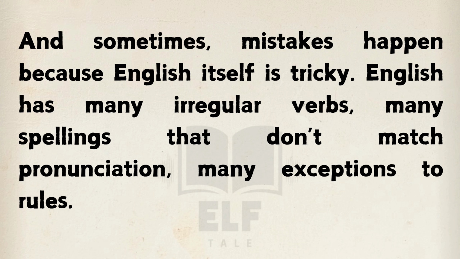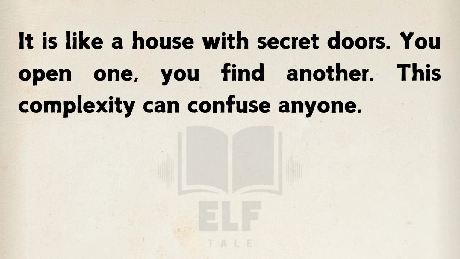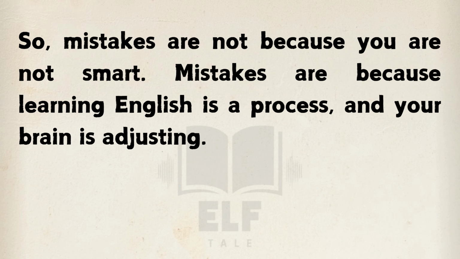And sometimes mistakes happen because English itself is tricky. English has many irregular verbs, many spellings that don't match pronunciation, many exceptions to rules. It is like a house with secret doors. You open one, you find another. This complexity can confuse anyone. So mistakes are not because you are not smart. Mistakes are because learning English is a process, and your brain is adjusting.